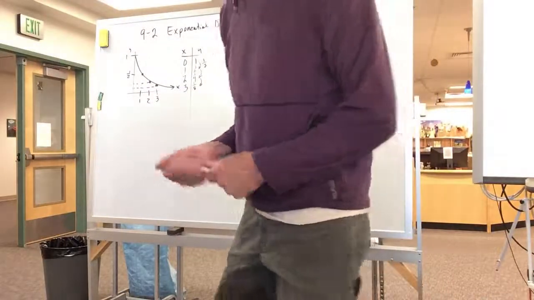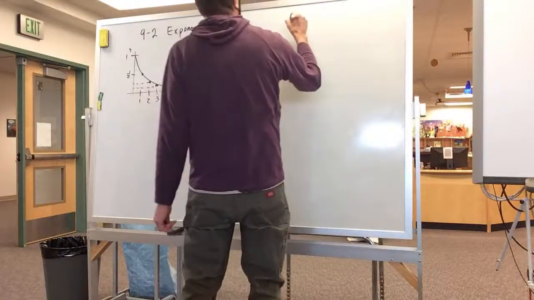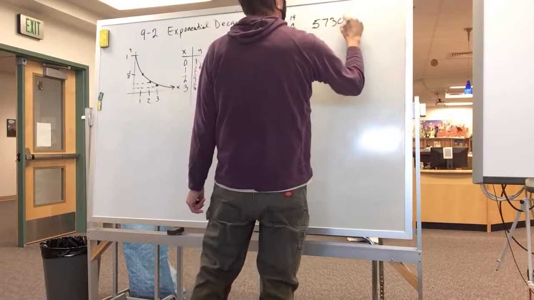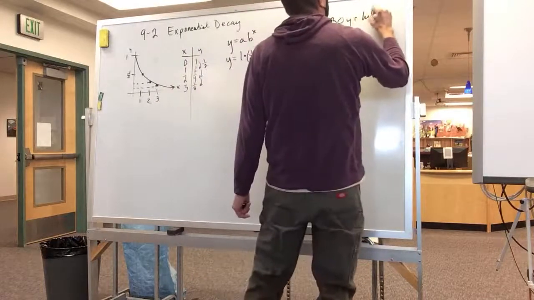And so something like carbon-14 has a half-life of 5,730 years. So carbon-14, 5,730 year half-life.